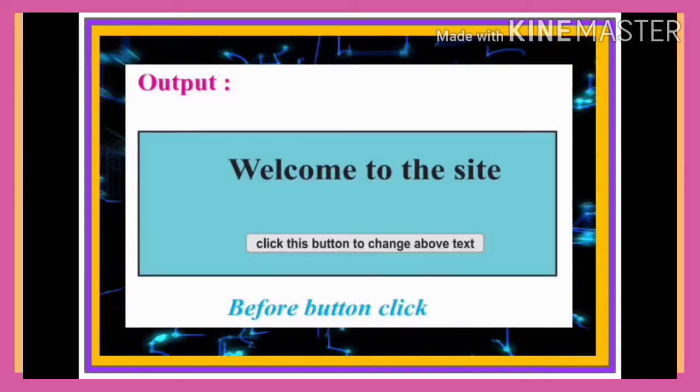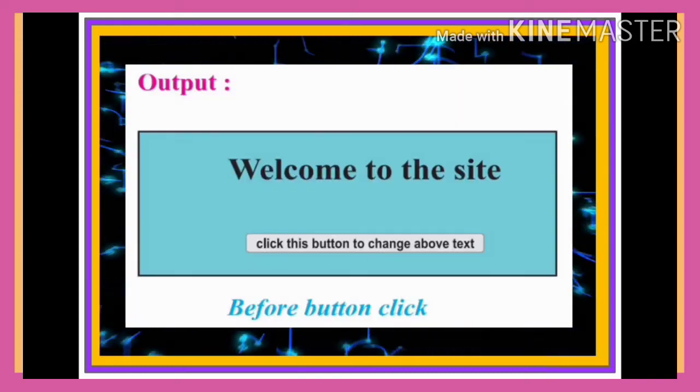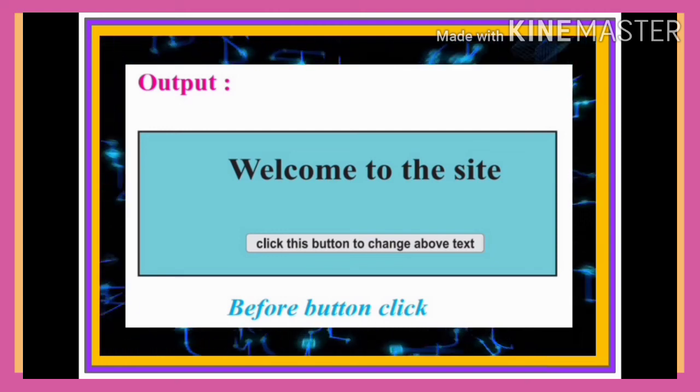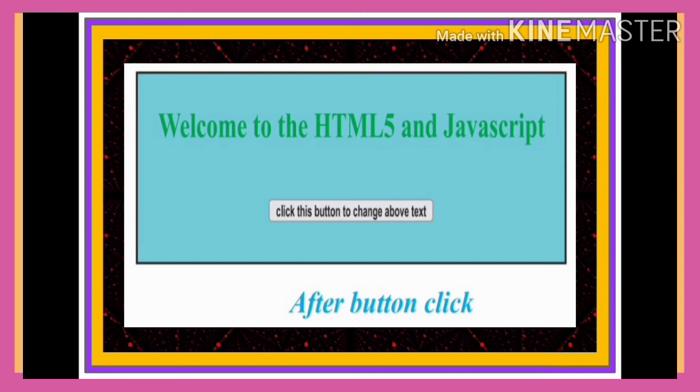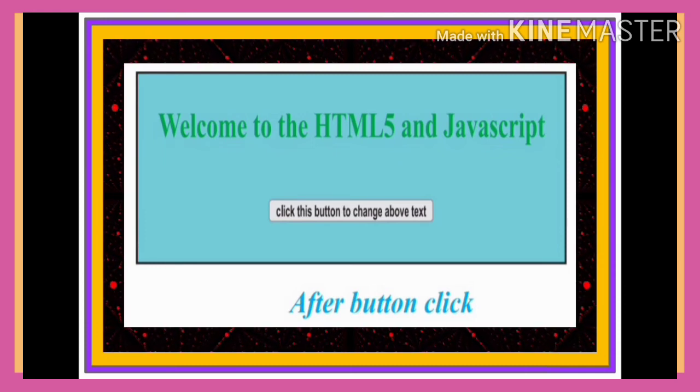First you will get this output, welcome to the site. When you click on this button, you will get this output, welcome to the HTML5 and JavaScript. So this is another example of innerHTML property. So innerHTML property is generally used to get the HTML element and change its content. It is generally used with the document object method getElementById method.